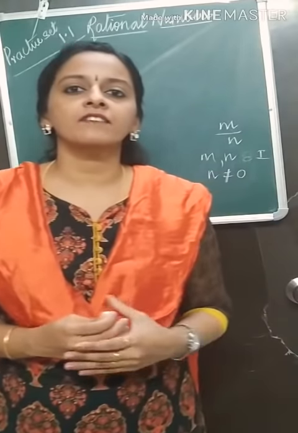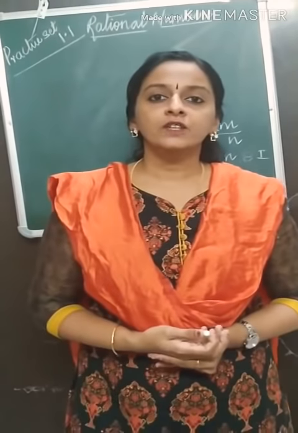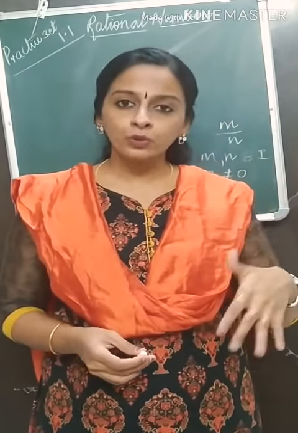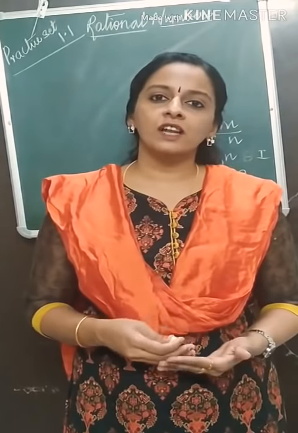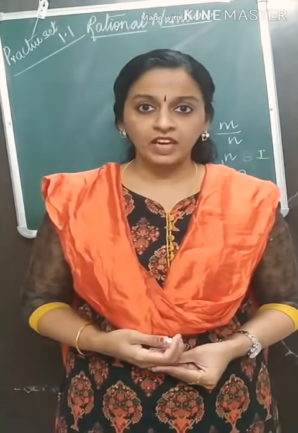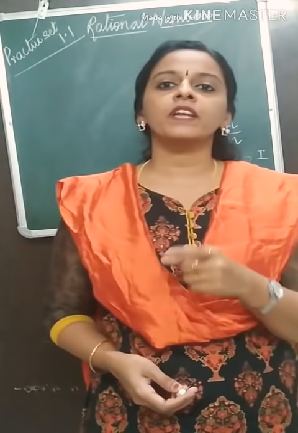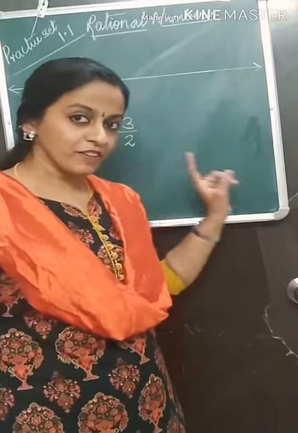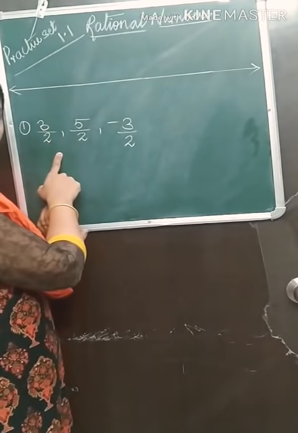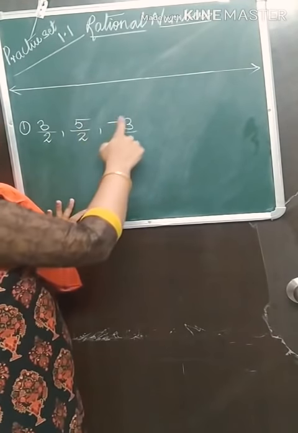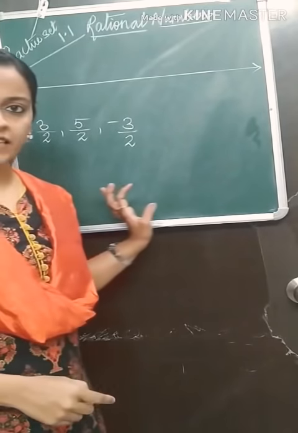Today we will start with our practice set, and in today's class we will learn how to represent rational numbers on a number line. Be ready with your scale and pen. We will represent 3 upon 2, 5 upon 2 and minus 3 upon 2 on a number line.